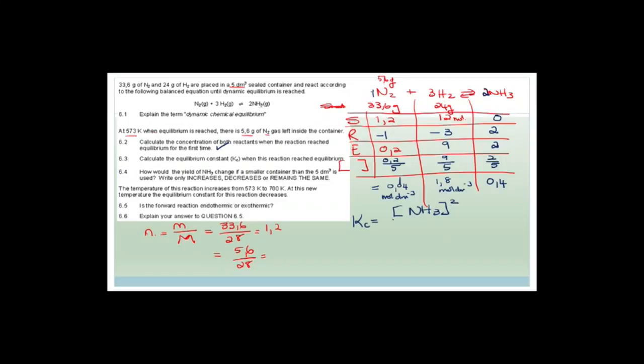So it's going to be NH3 all to the power of 2 over N2 H2 cubed. Okay, so let's now work that out. This is going to be equal to 0.4 all squared, all over 0.04 and that is going to be 1.8 cubed.